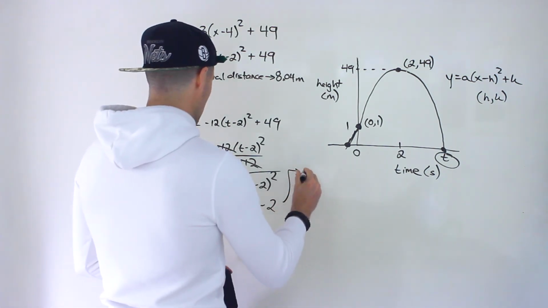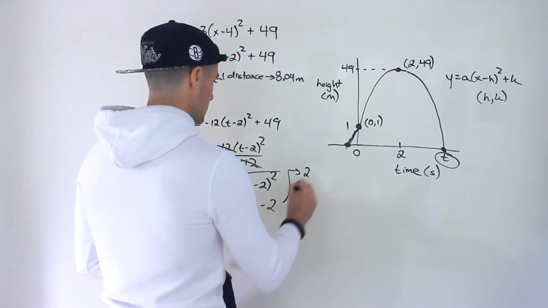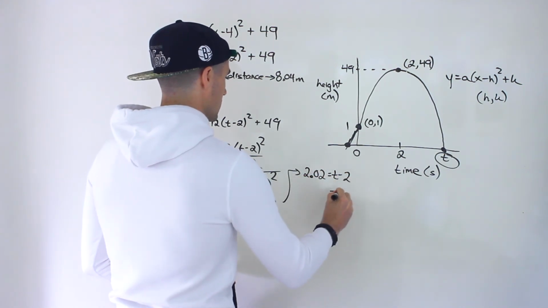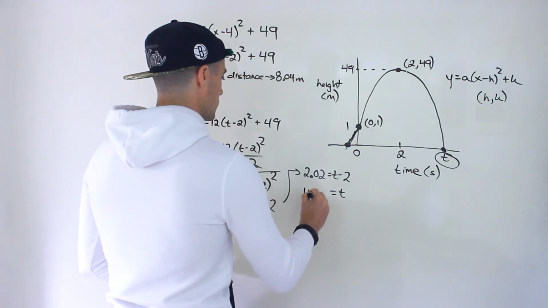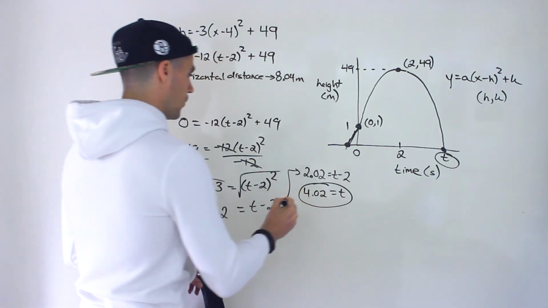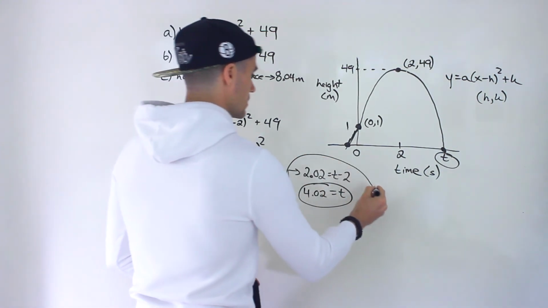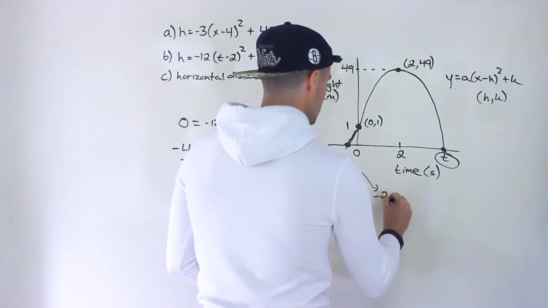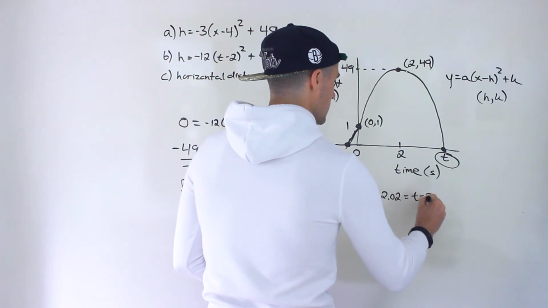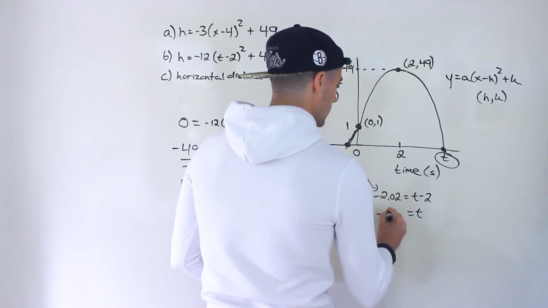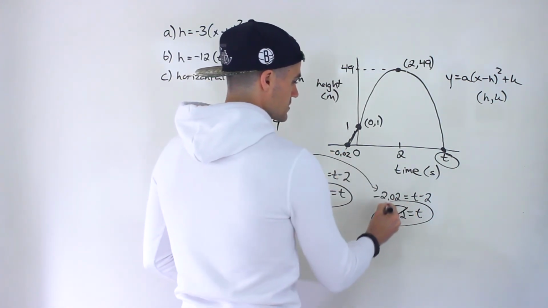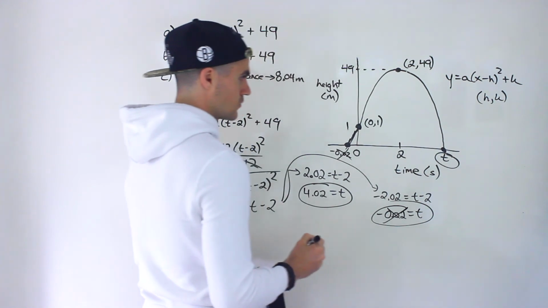So either this t minus 2 is equal to positive 2.02, right? So either t is 4.02, or the other case is that t minus 2 is negative 2.02. Bring this over, and we get a negative value. So that's where that negative is going to come in, but we would just ignore that in this word problem.